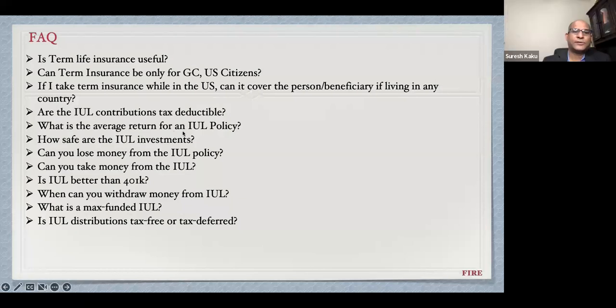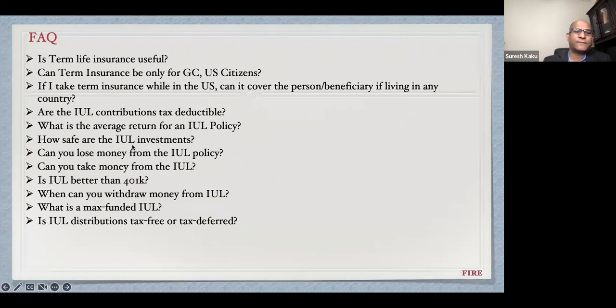So what is the average return of an IUL policy? I can answer this question, Andy. We can get anywhere from 8 to 10%. In my own policy, I got about 8.99% even in the downturn this year. But the beautiful thing is the money won't go down when the market goes down.